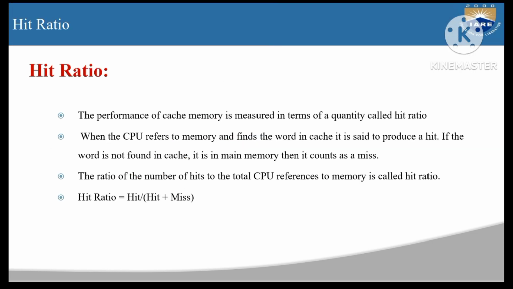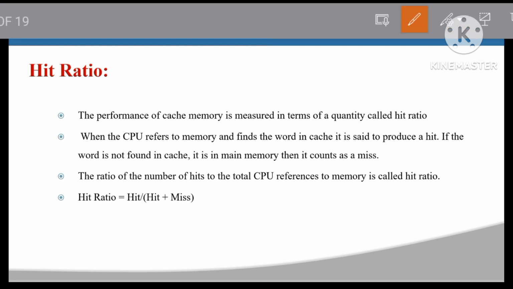Now let us define what the hit ratio means. The performance of cache memory is measured in terms of a quantity called hit ratio. Every time, the CPU will first search in the cache memory. If most of the time it is not getting the data from the cache memory, it means that the hit ratio is very low. There should be more successful searches in the cache memory to increase the hit ratio.